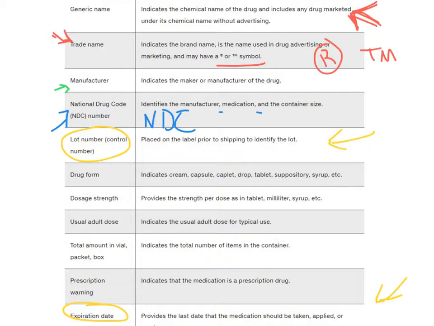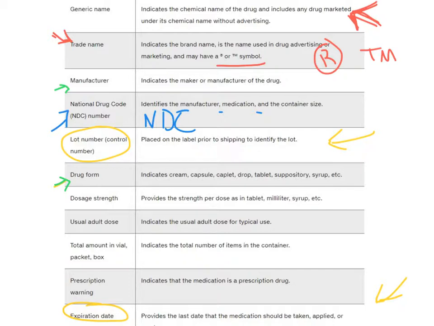But going back up here to where we were, we were looking at the next part, which would be the drug form, and that is exactly what it stands for. It indicates what form the medication comes in, whether it's a tablet, a capsule, a cream, a liquid, a suppository, a syrup. It'll indicate somewhere on that label the form of that medication.